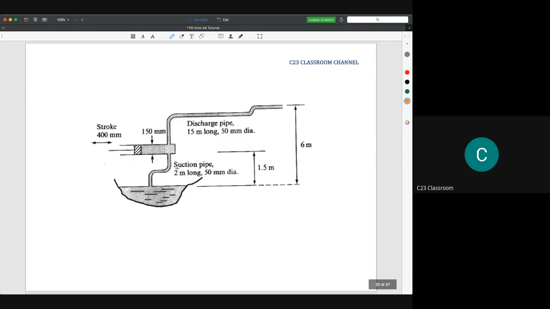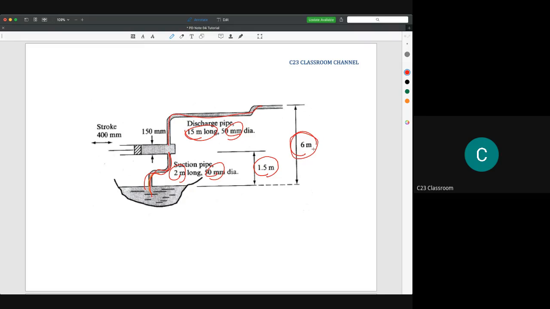So this is the condition. We have the suction pipe here. The height is 1.4, the length is 2 meters. The delivery pipe is 15 meters long. The diameter is the same here. And then the height is 6 meters.